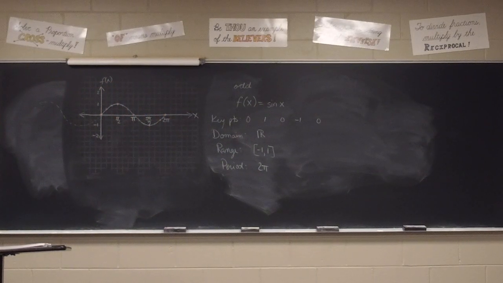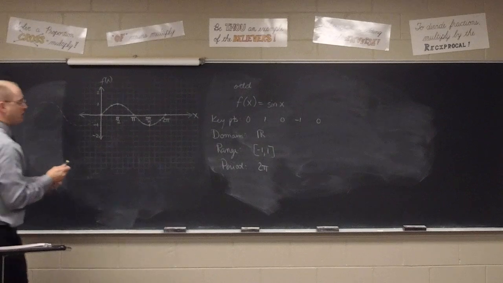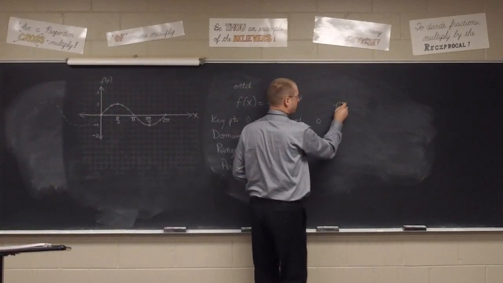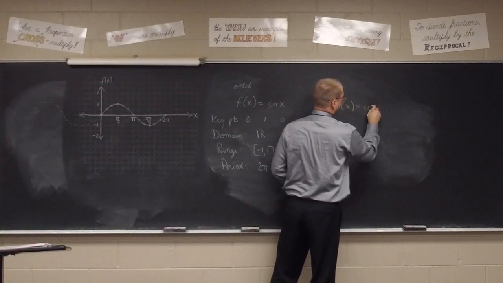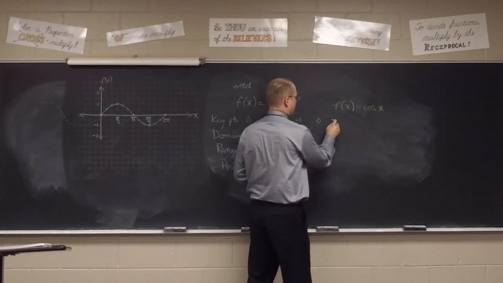Let's take a look now, if you would, at the cosine of x. f of x equals the cosine of x. And I'm going to be lazy, and I'm going to get out a different color of chalk here, and we're just going to do that rather than redraw a graph. All right, so let's go with yellow here, and say f of x is equal to the cosine of x.